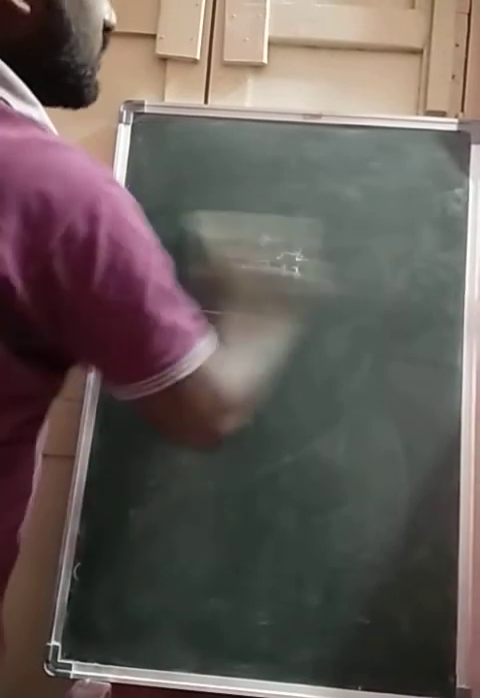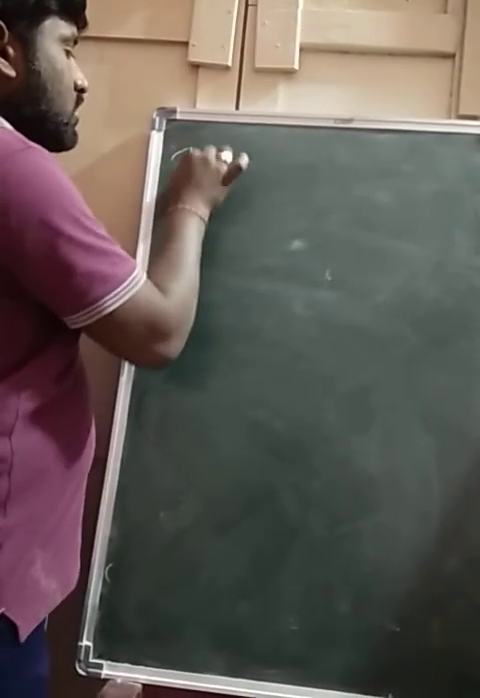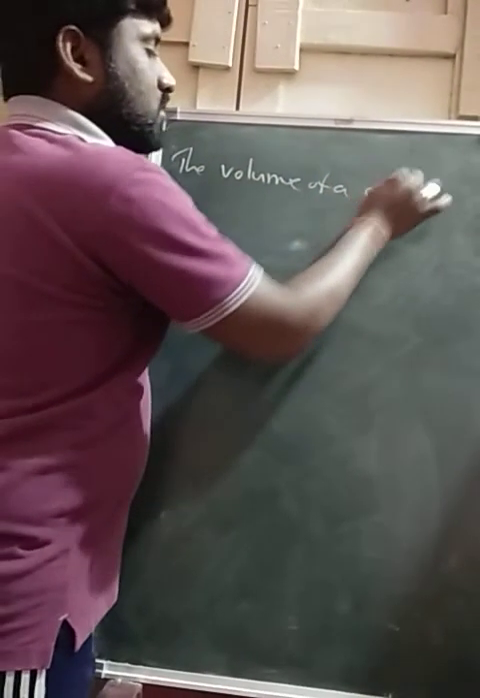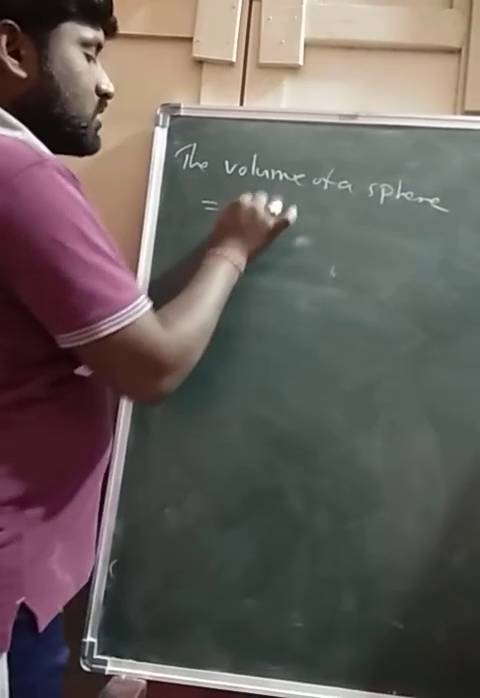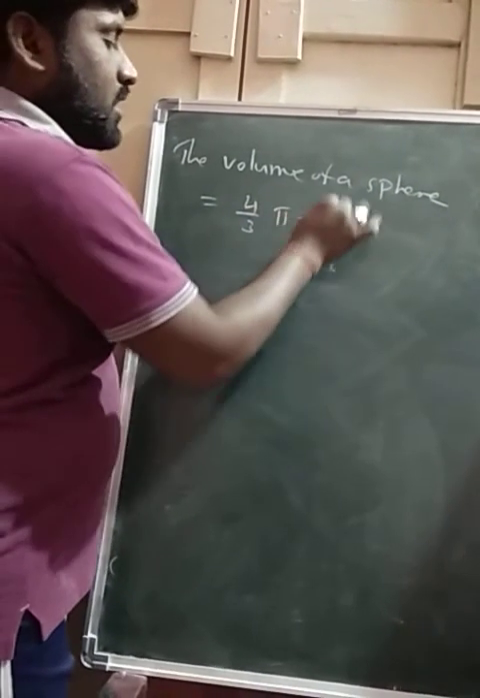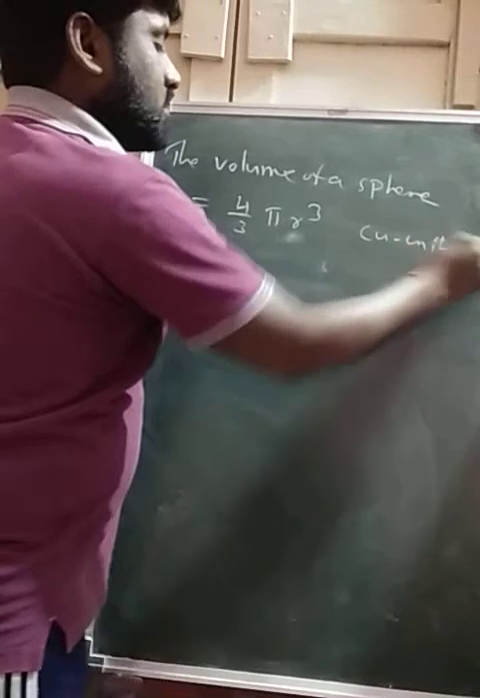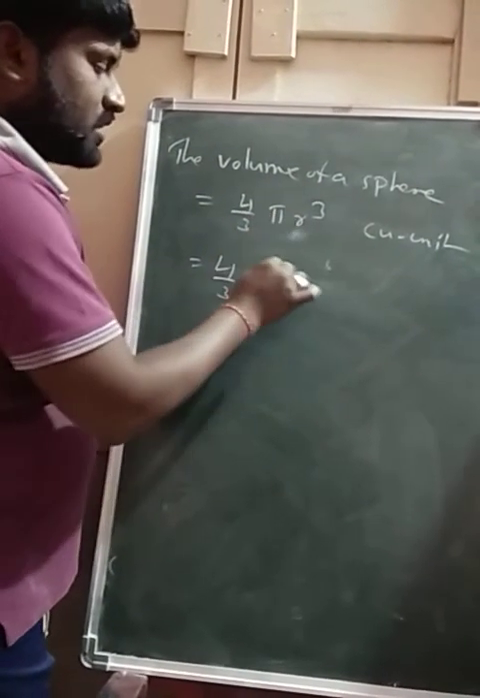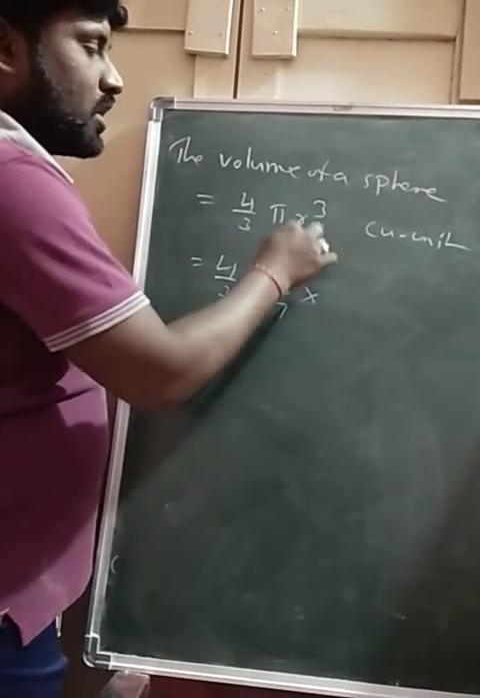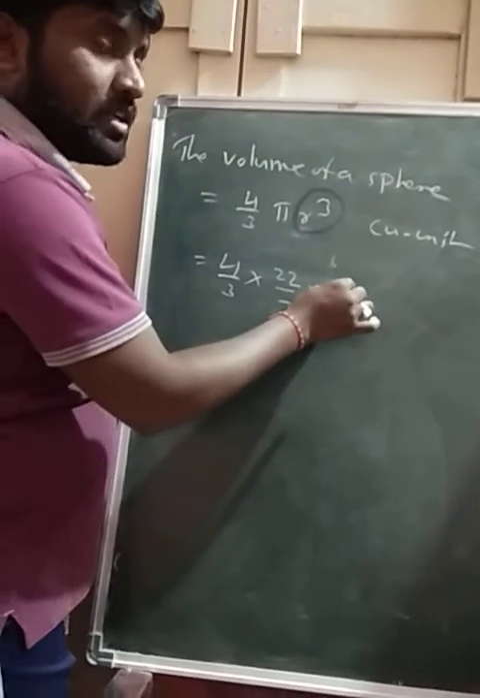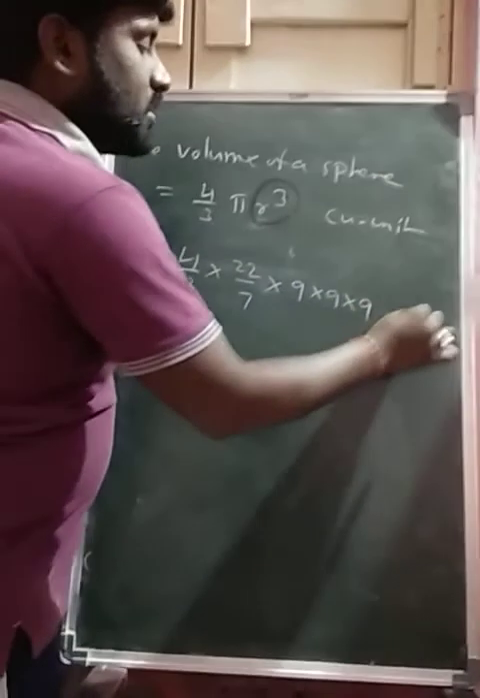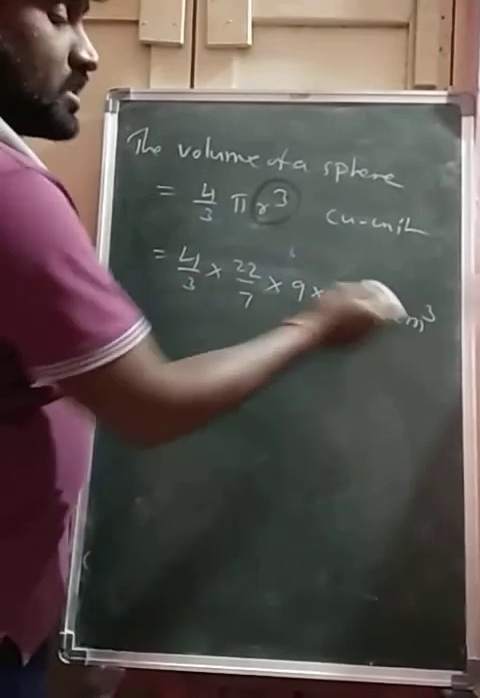Now I am using the formula of volume. What is the volume of a sphere, Nana? The volume of a sphere is equals to 4 by 3 pi r cube cubic units. Okay, now that is 4 by 3 into pi means 22 by 7 into r cube. The value of r is 9. R cube means that is 9 into 9 into 9. Units are centimeters, so that's why cubic centimeter.